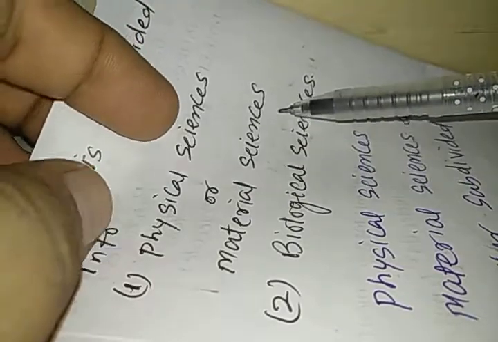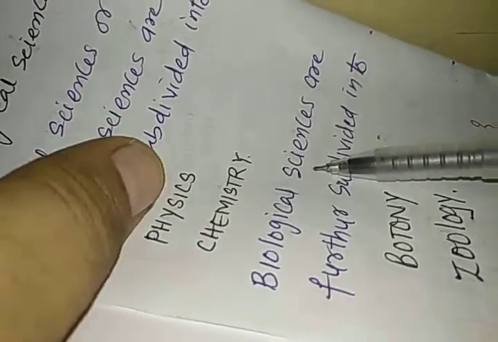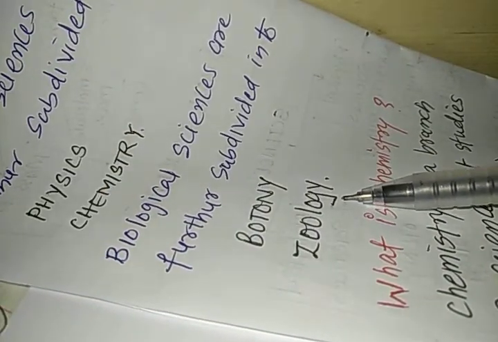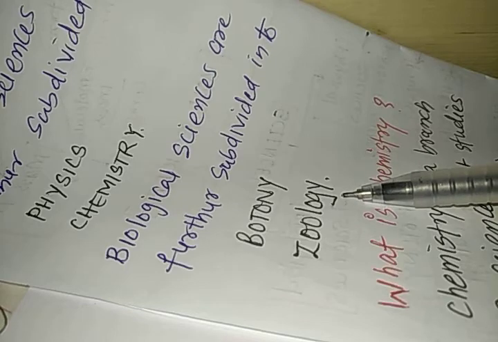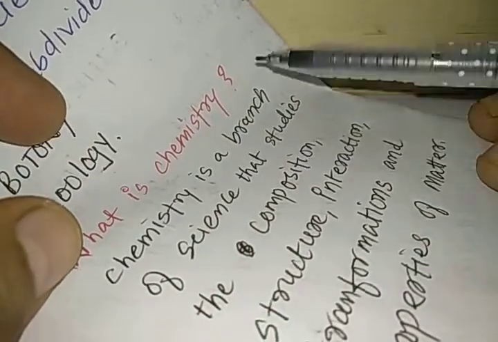Now we will try to understand science. Science is subdivided into 2 parts: physical sciences or material sciences, and biological sciences. Physical sciences are further subdivided into physics and chemistry, whereas biological sciences are further subdivided into botany and zoology. So this is how we study the various branches of science. Now we should come to chemistry. So let us try to understand what chemistry is.